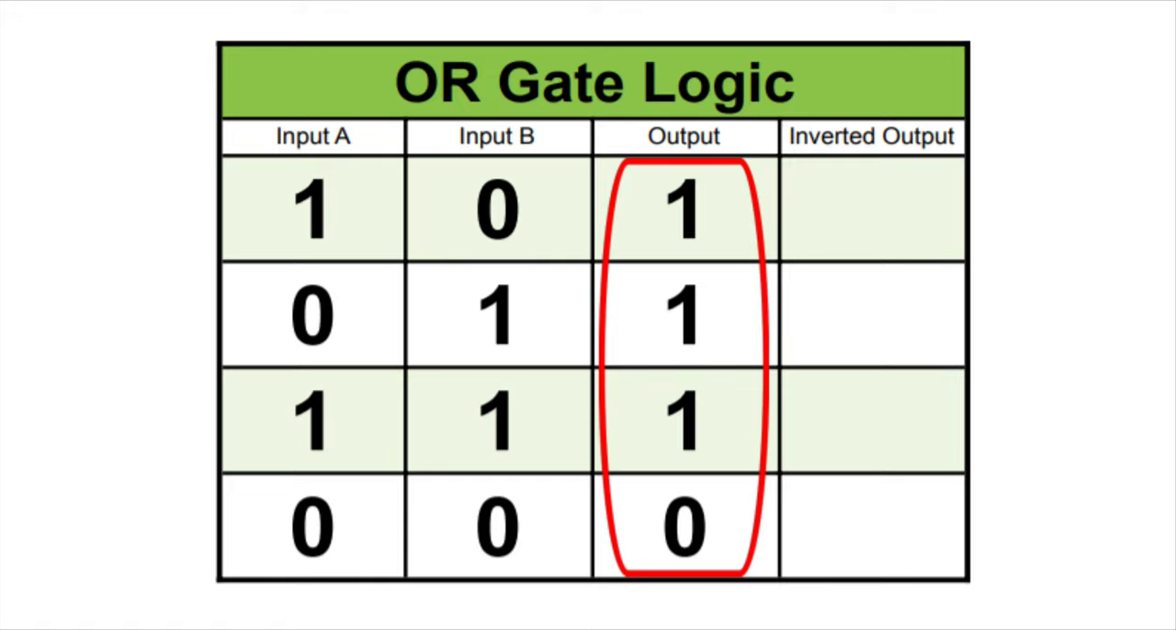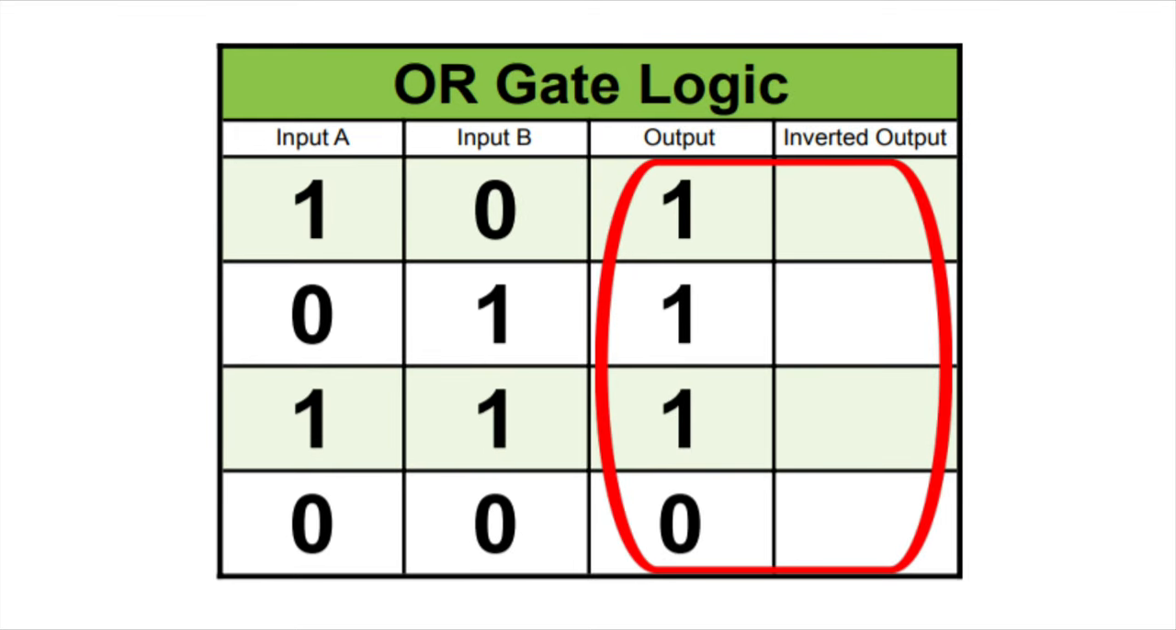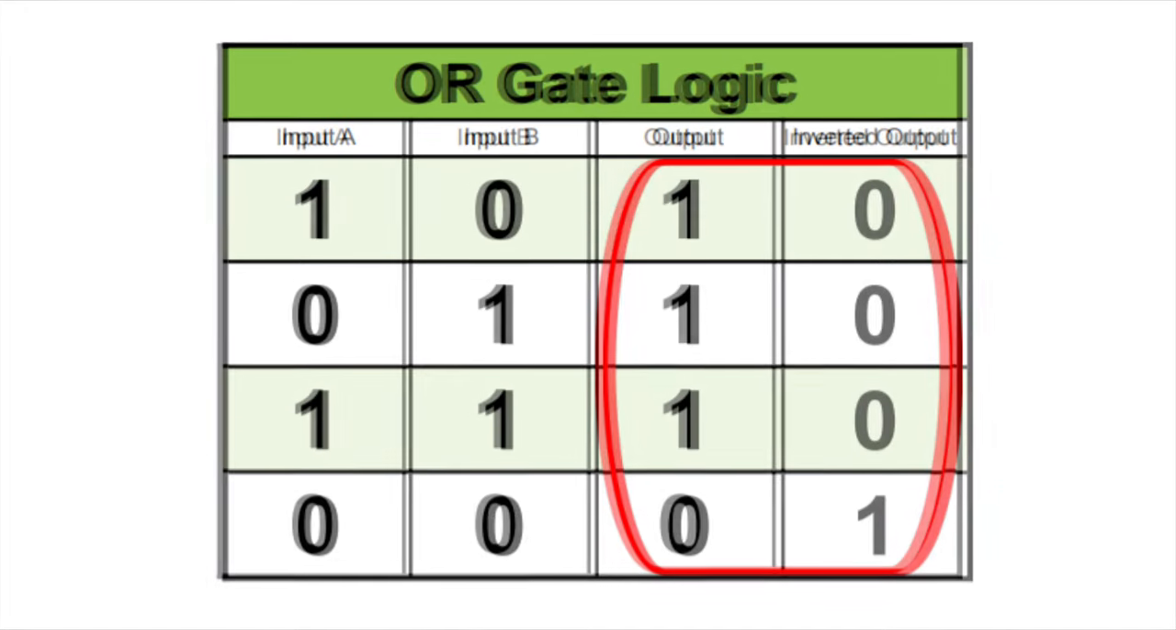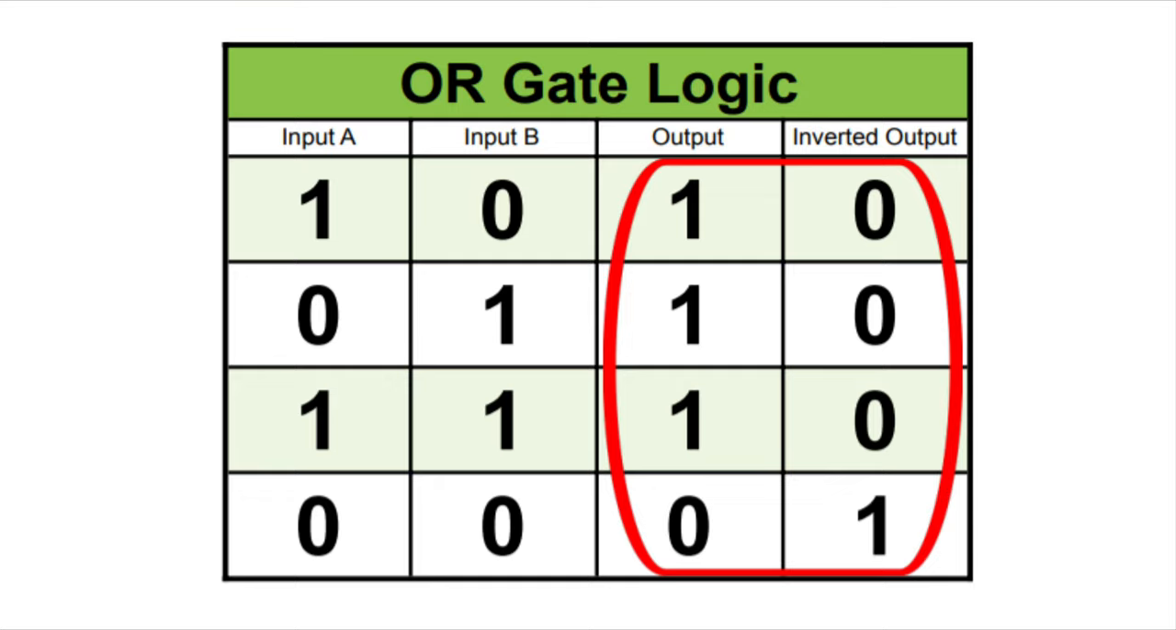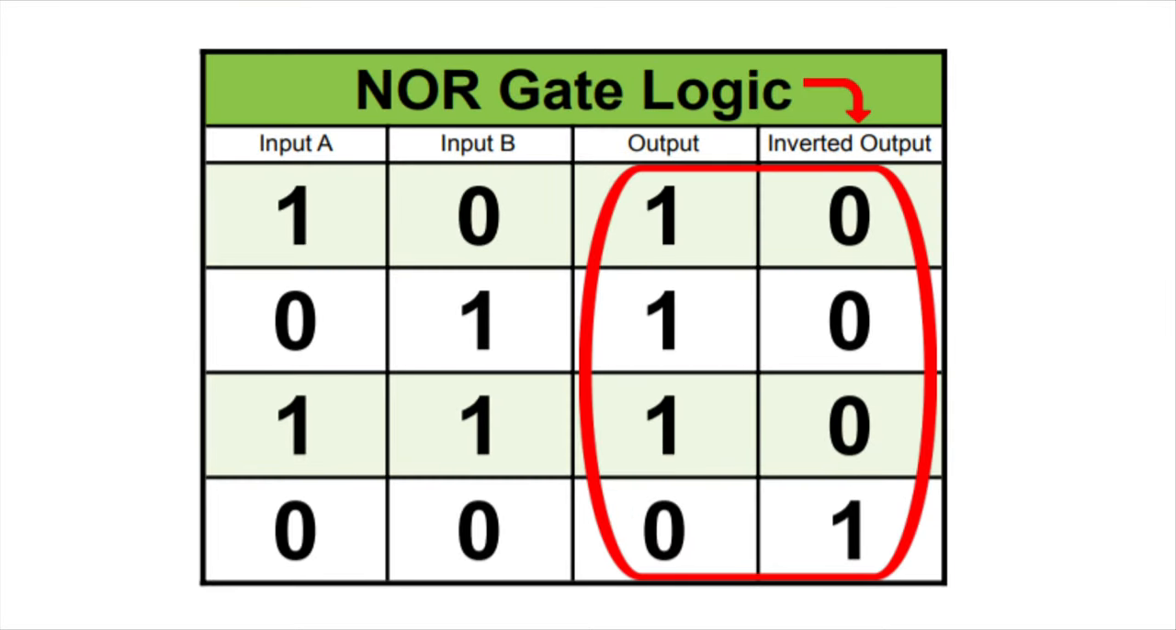What would happen if we took those four outputs of 1, 1, 1, and 0 and put them through a NOT gate? What would a NOT gate do to those values? Well, you'll remember that a NOT gate inverts, so it turns a 1 into a 0 and a 0 into a 1. So a NOT gate would turn the 1, 1, 1, 0 into 0, 0, 0, 1. And this would be the output of an OR gate combined with a NOT gate, OR plus NOT. We might call that a NOT OR gate or a NOR gate.